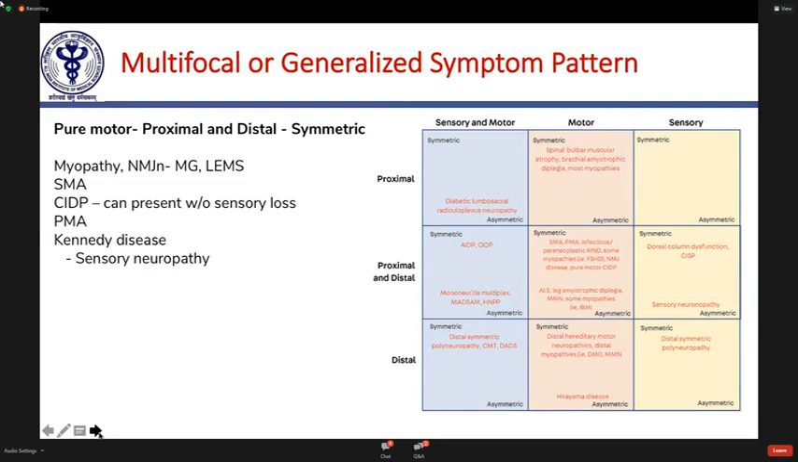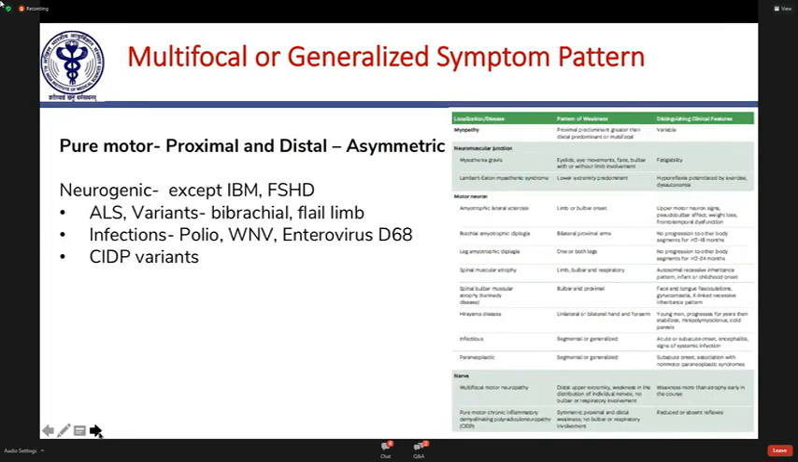When such a thing occurs, CIDP is one which can present without sensory loss. Always think of other different conditions, myopathies, neuromuscular junction disorders, anterior horn cell disease, which can have a proximal involvement, Kennedy's, all these things which would be in your differential diagnosis. In the pure motor, proximal and distal asymmetric, usually ALS and variants, infections. And these are the differentials on that.